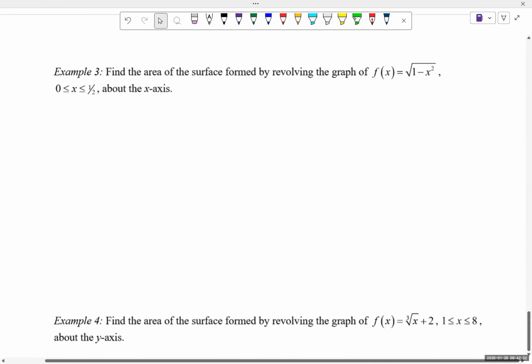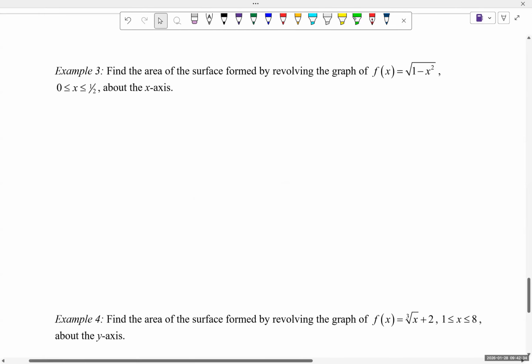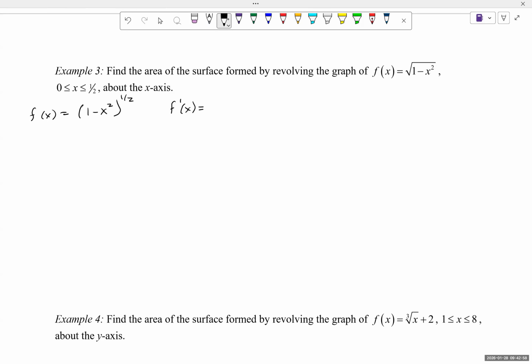They want us to find the area of the surface formed by revolving this function about the x-axis between x equals 0 and a half. So your first job is to find f prime of x. Here, let me first write f of x using exponential notation like this. f prime of x. Who wants to tell me what to write? Don't everybody volunteer at once. Chain rule. Give me some chain rule. Who's got this?